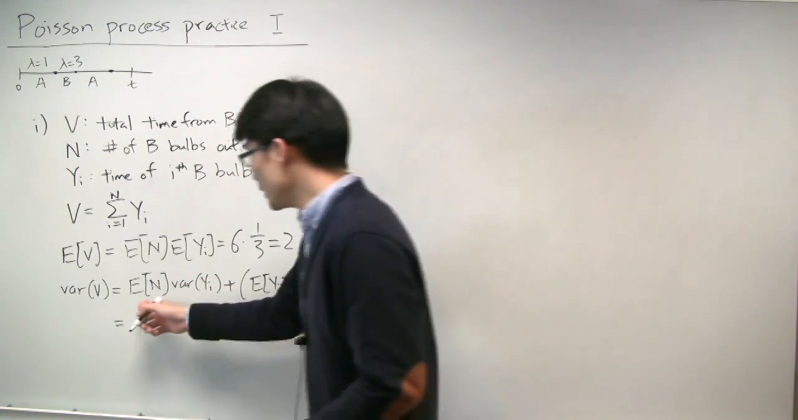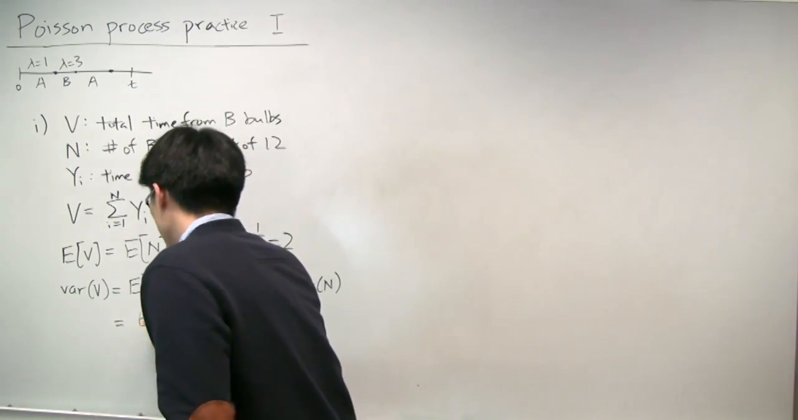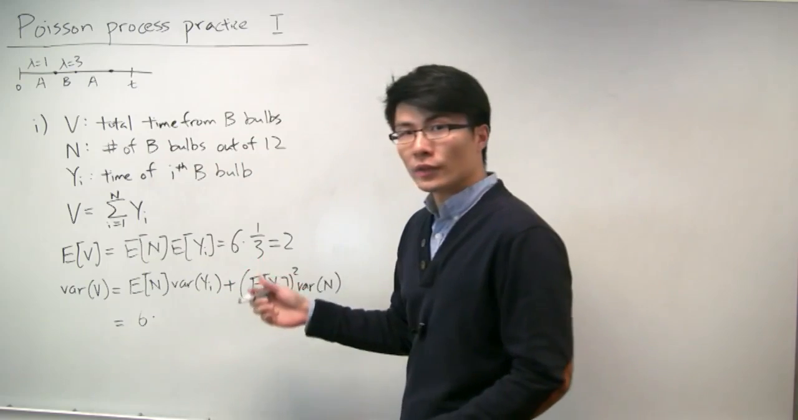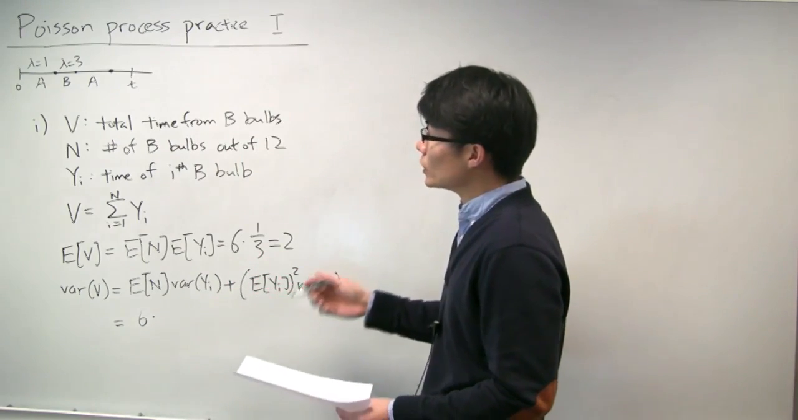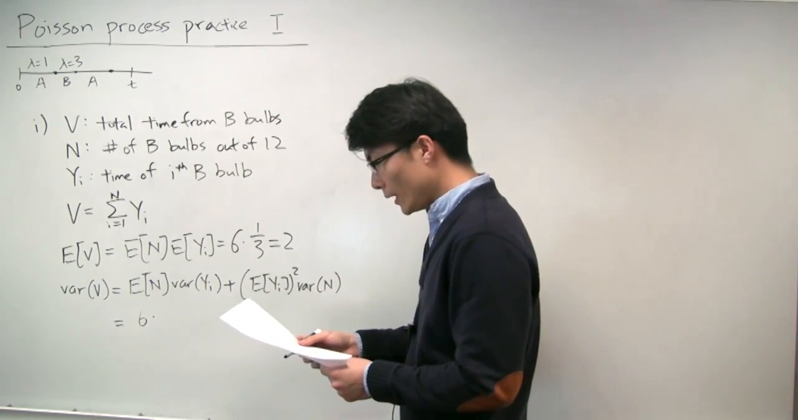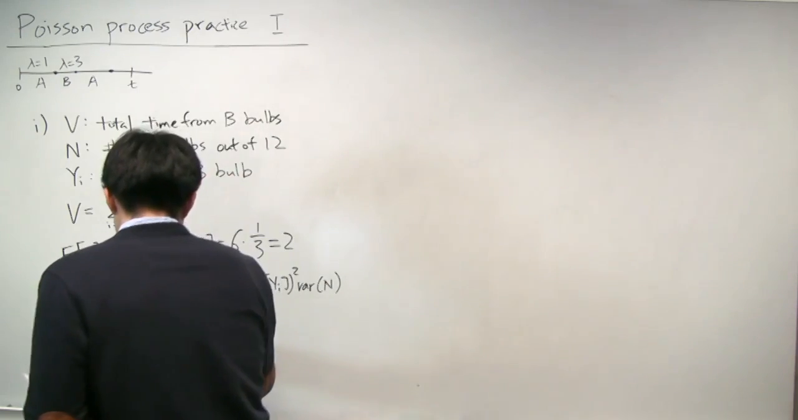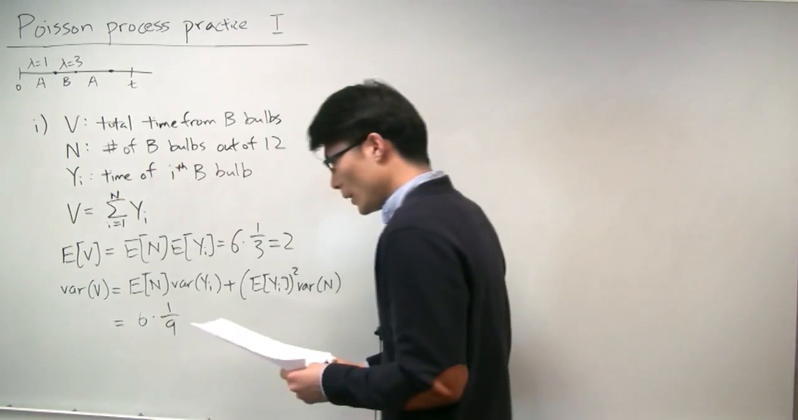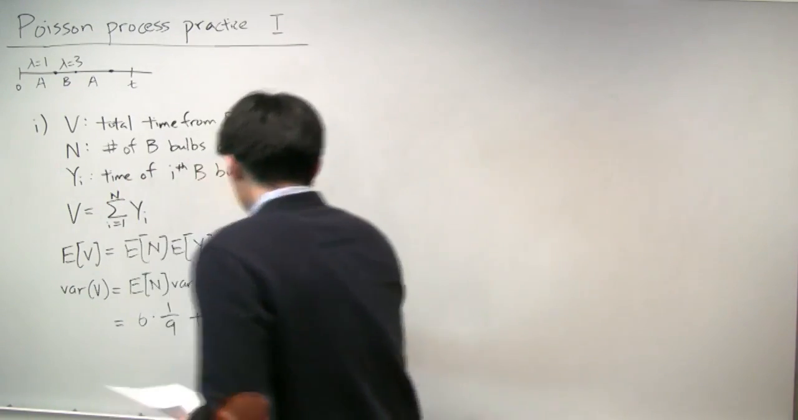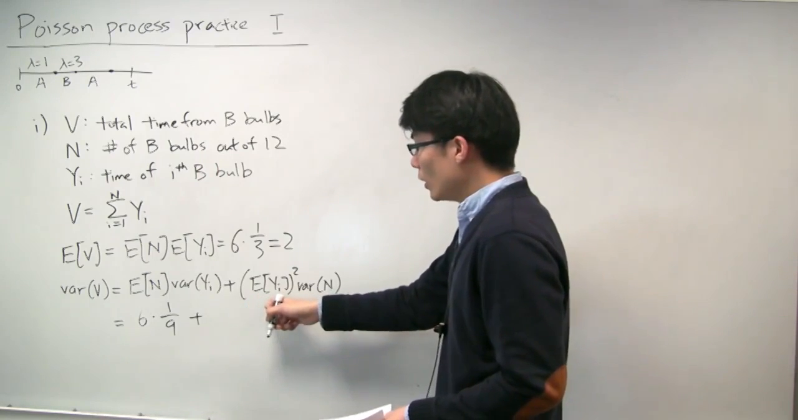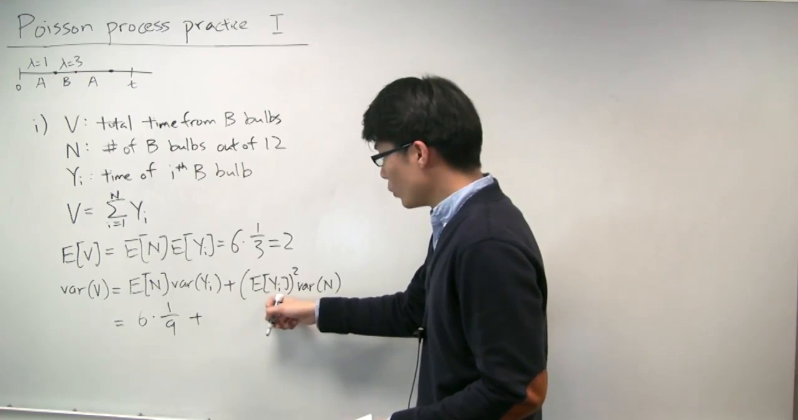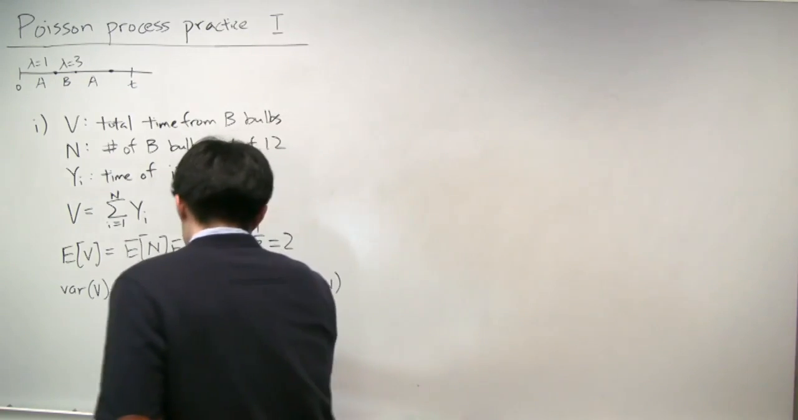And so in this case, expectation of n is again 6. Variance of yi is the variance of an exponential with parameter lambda equals 3. And that is equal to 1 over lambda squared. And so this is 1 over 9. The expectation of exponential yi is 1 over 3. Square that, you get 1 over 9.